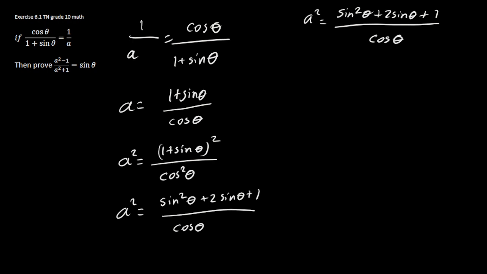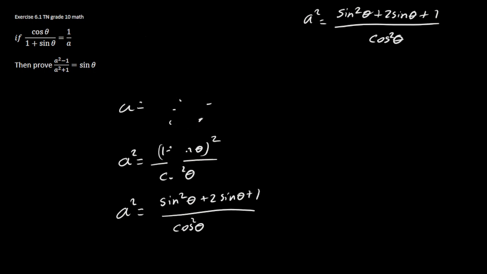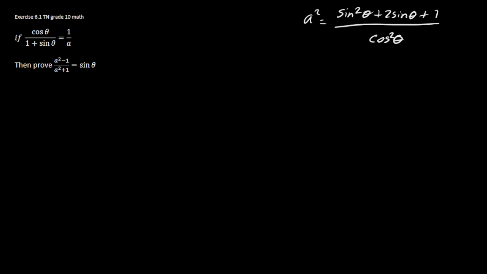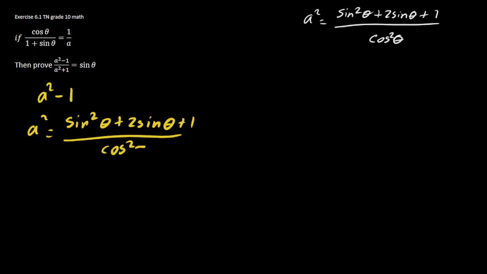Cos squared theta. I forgot to write that. So now that we know what a squared is, we have two things to find: a squared plus 1 and a squared minus 1. Let's start with a squared minus 1. Alright? So we know that a squared equals sine squared theta plus 2 sine theta plus 1 over cos squared theta.